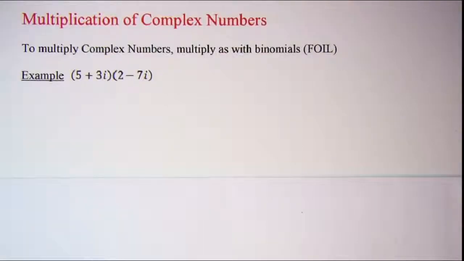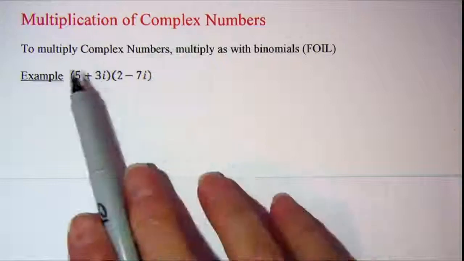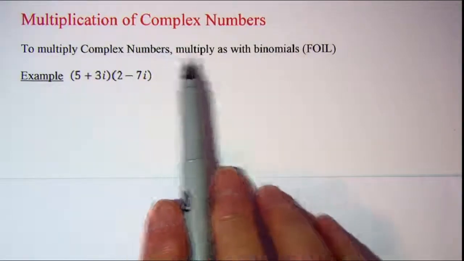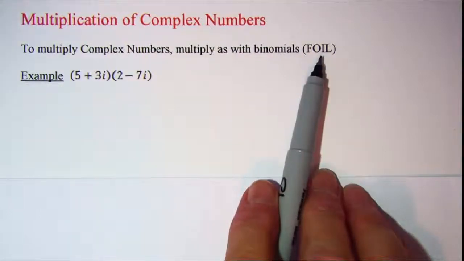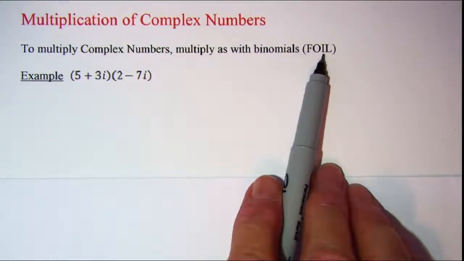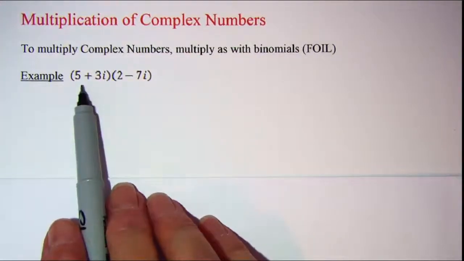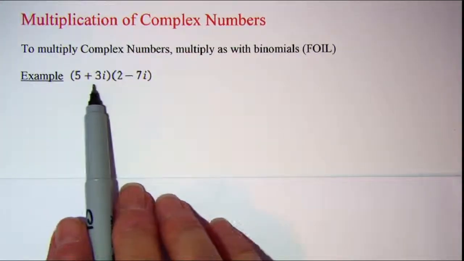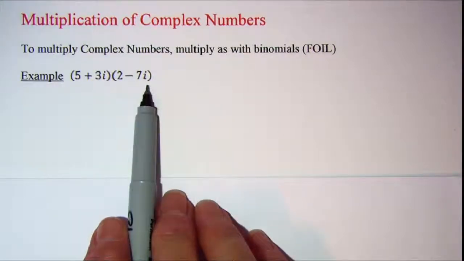In this video, we'll be looking at multiplication of complex numbers. To multiply complex numbers, multiply as with binomials using FOIL, meaning first, outer, inner, last.